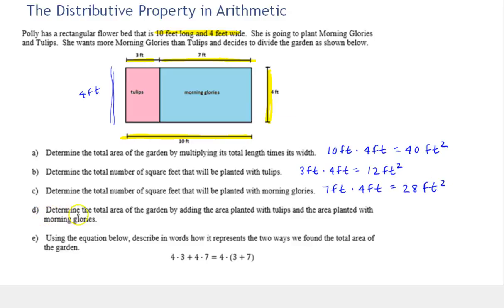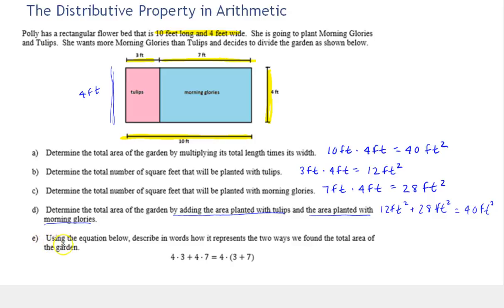Part D, determine the total area of the garden. And notice we've already done this in part A, but we're asked to do it in a specific way by adding the area planted with tulips and the area planted with morning glories. So, looking at our last two answers, if we add the tulips plus the morning glories, that equals the total area of the garden. So 12 feet squared plus 28 feet squared gives us 40 feet squared. And notice this corresponds to our first answer, which shows that it's consistent.